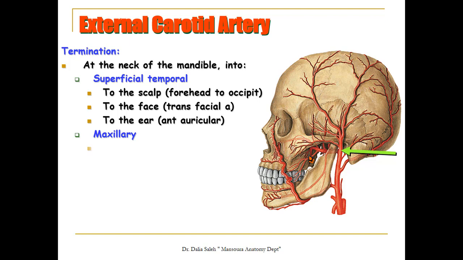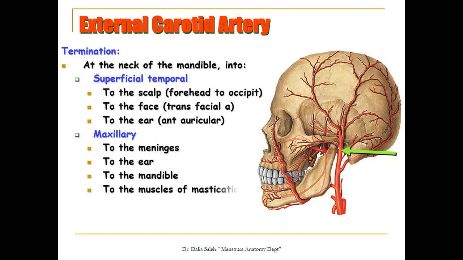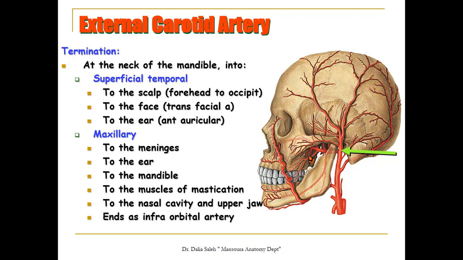While the maxillary artery will give branches that will enter through the foramina of the skull, like foramen spinosum, and supply the meninges or the outer coverings of the brain. It will also supply the ear. It will also supply the mandible and the teeth of the lower jaw. It will supply the muscles of mastication, the muscles that make you move your jaw and chew the food, and will supply the nasal cavity and the upper jaw and the teeth of the upper jaw, and terminates as the infraorbital artery, the one that you have studied in the face before.